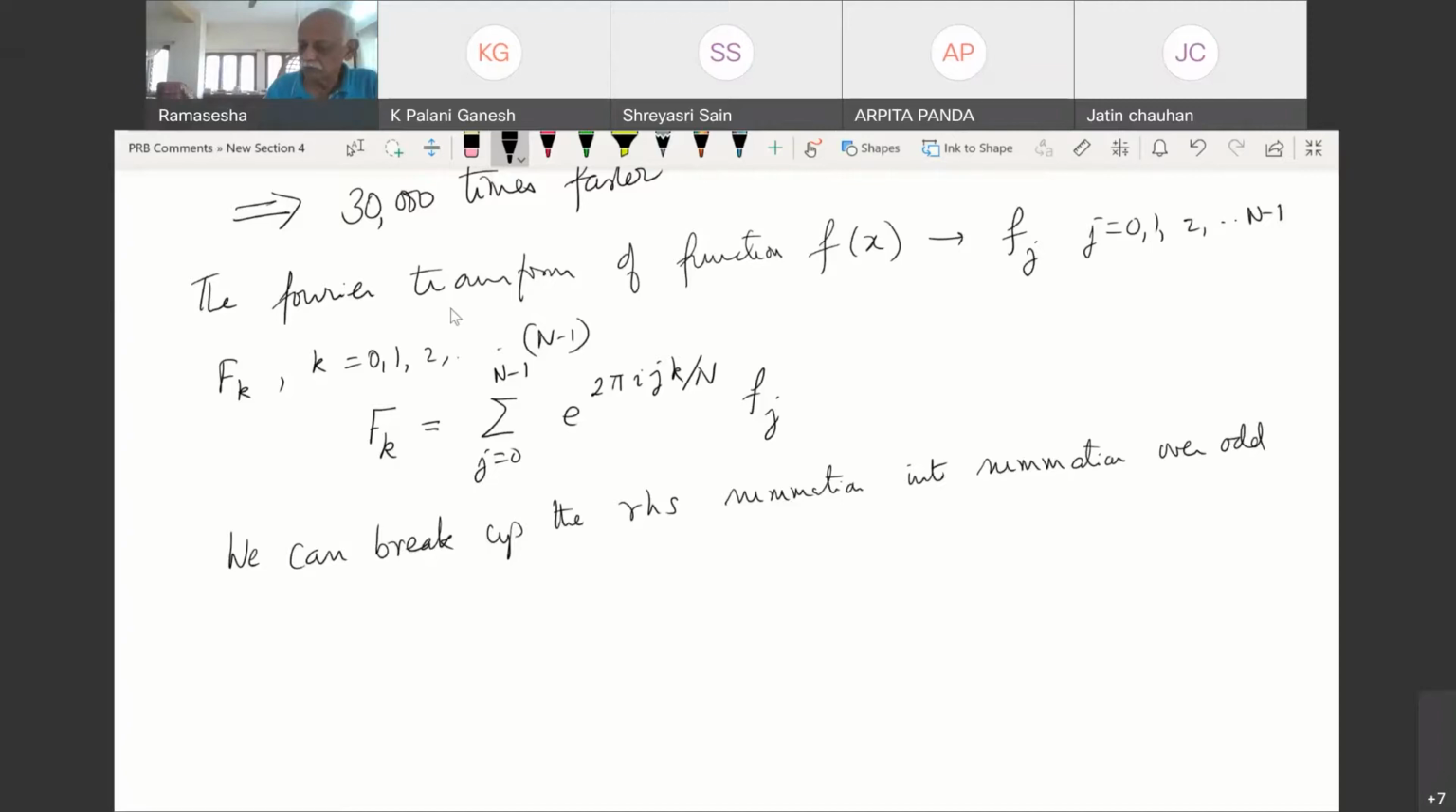So if I did this, what happens? This I can write as sigma over j, so sigma over j equal to 0 to n, where n is actually divisible by 2, because it's 2 to the power r, of terms with 2j.